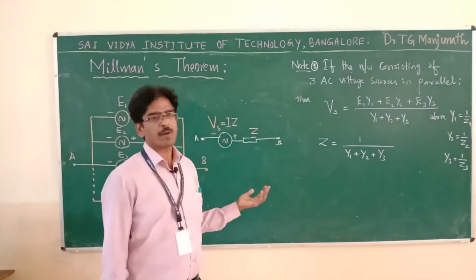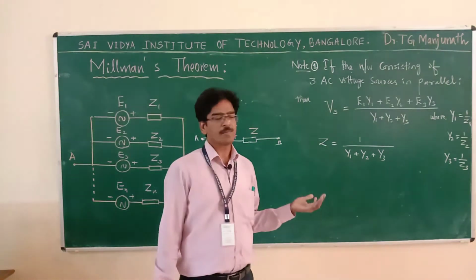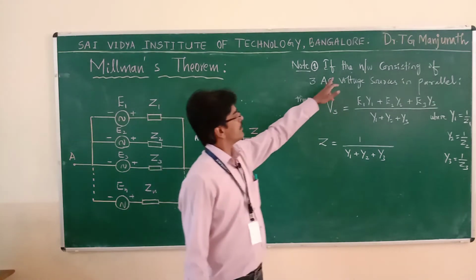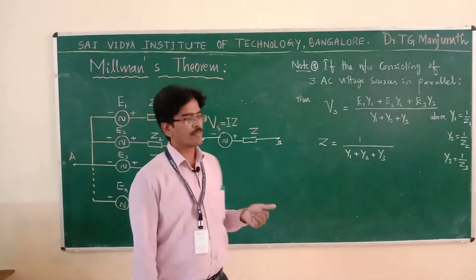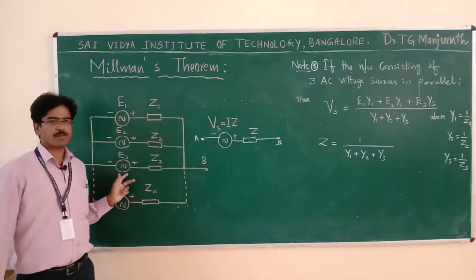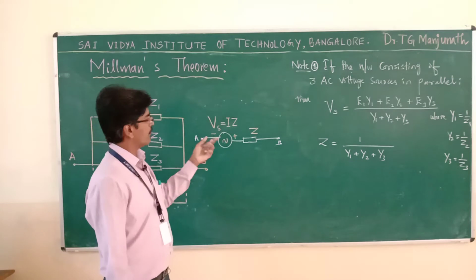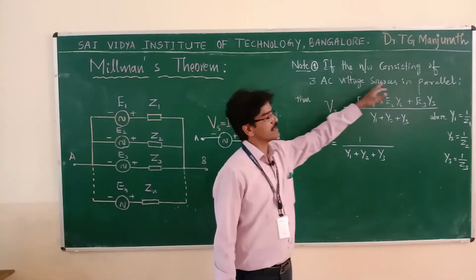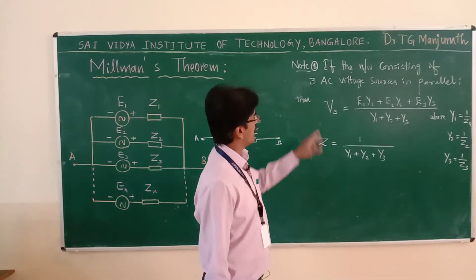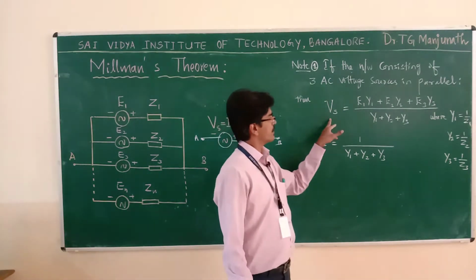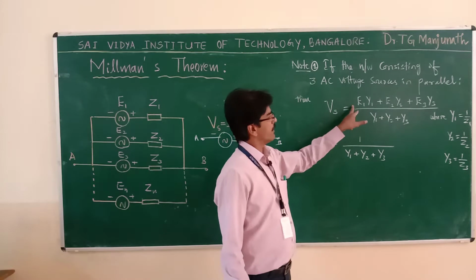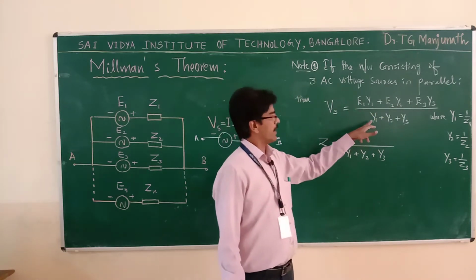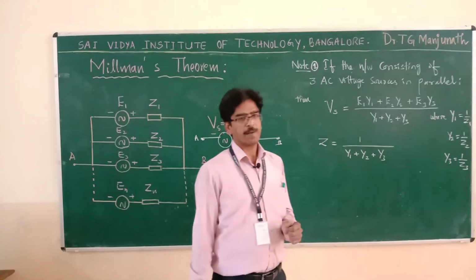Today let us solve the problems. Before solving the problems, what formula do we have to make use of? Suppose the network consists of 3 AC voltage sources in parallel. Then the single voltage source Vs can be written as E1 Y1 plus E2 Y2 plus E3 Y3 divided by Y1 plus Y2 plus Y3.